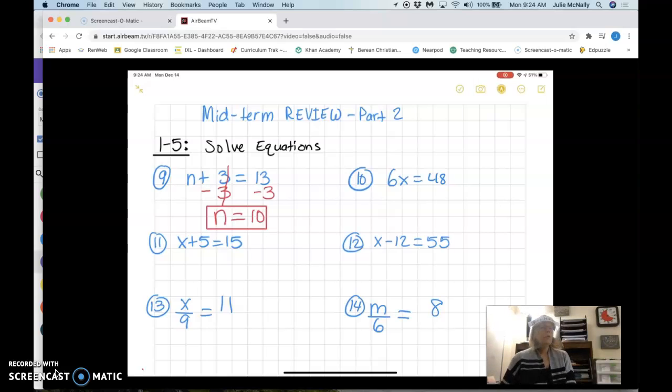Okay, so that's it. Look at what's happening to the variable, do the opposite. What is happening in number 10 to the variable? It is being multiplied, so we are going to divide. Whatever I do to one side, I do to the other, and I get x equals what? What's 48 divided by 6? 8. Okay.